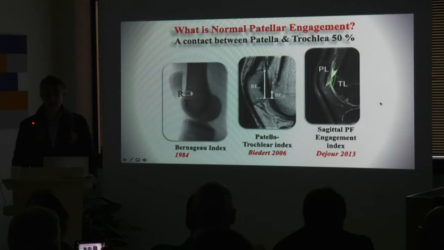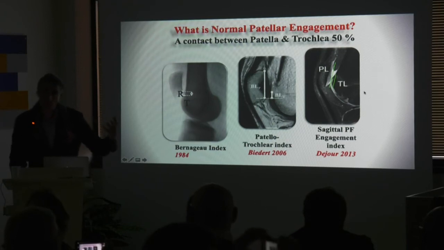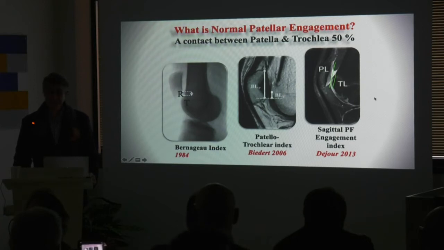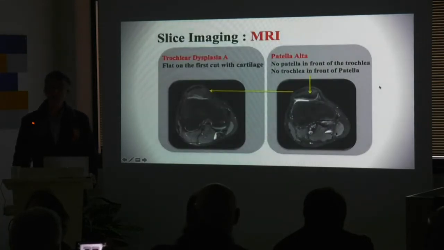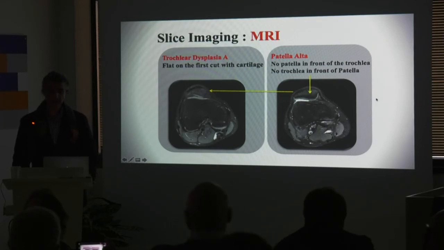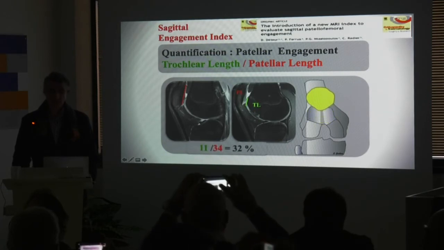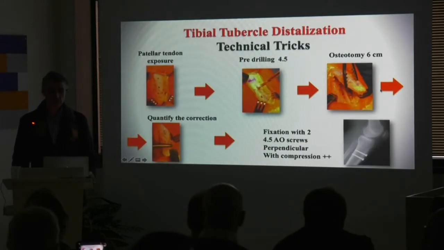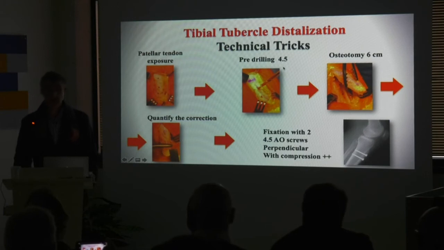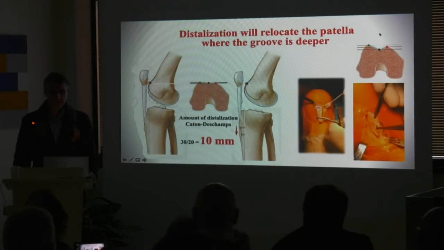And when to distalize will be according to the Caton-Deschamps index more than 1.2, but also according to the sagittal engagement index, because if you have no engagement, really I push you to do a mild distalization just to put the patella in the trochlea. See, this is exactly what we said before. You measure this sagittal engagement and you will be able to know exactly if you need to engage your patella or not.